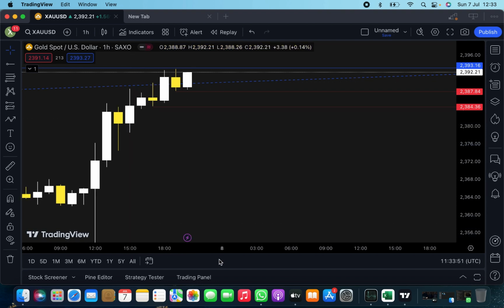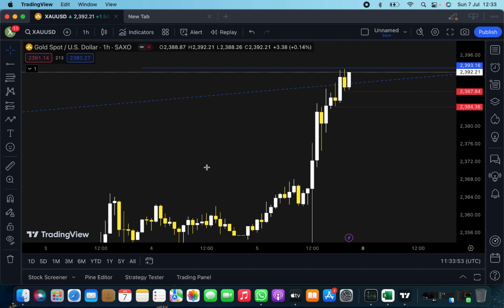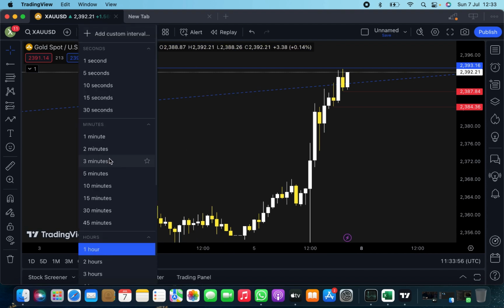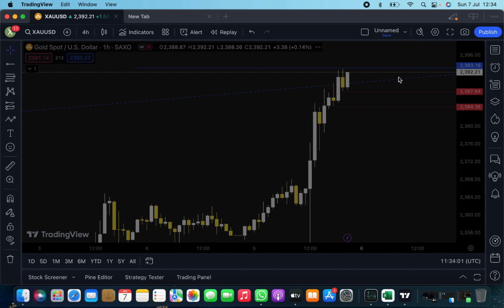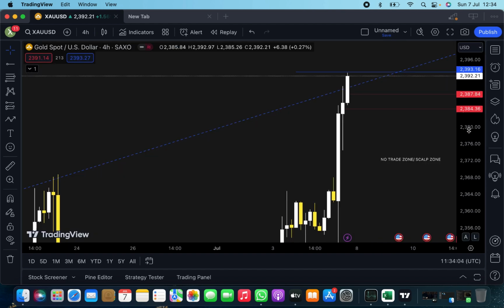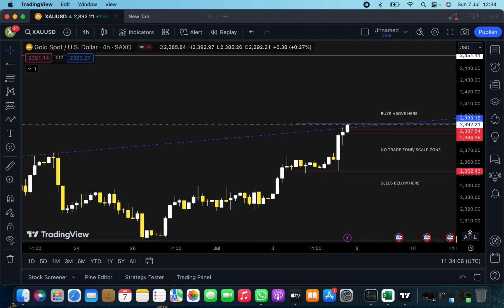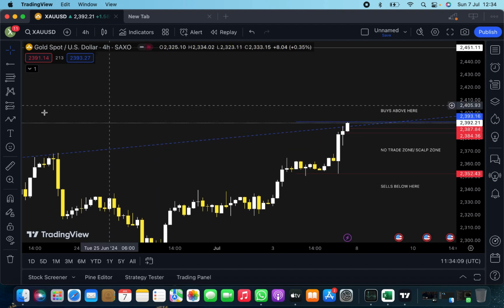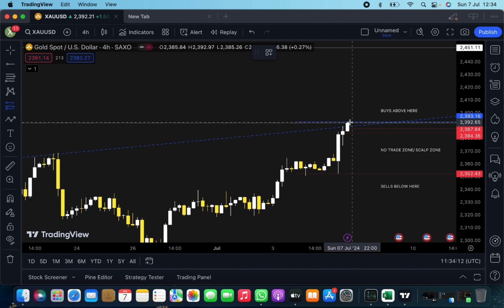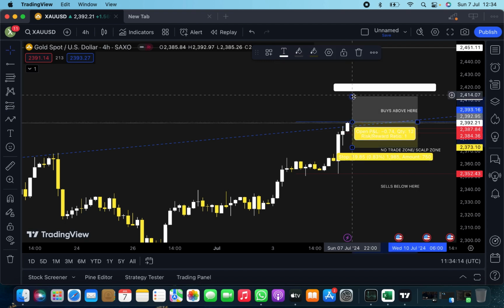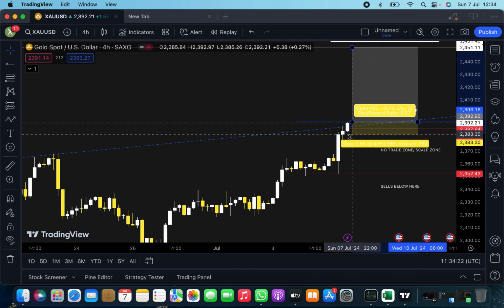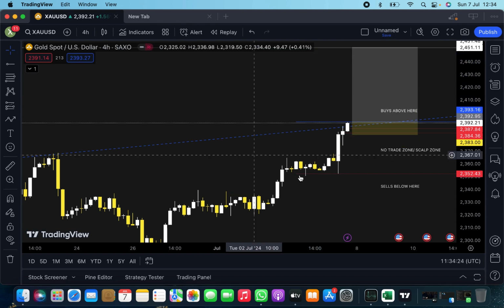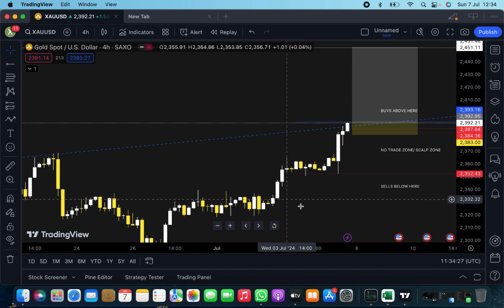All right. So once I figured this out, I have to go on the 4 hour again and then just look at the distance. And I can say this: buys above here and take profits right there. My stop loss is gonna be right here. I never put it exactly where it's supposed to be because I know my goal.